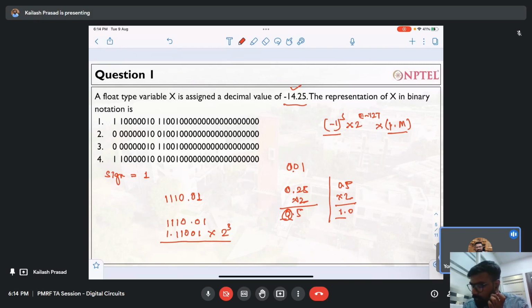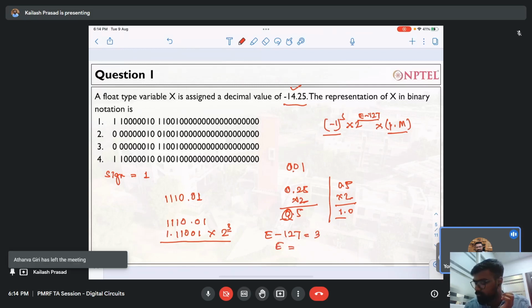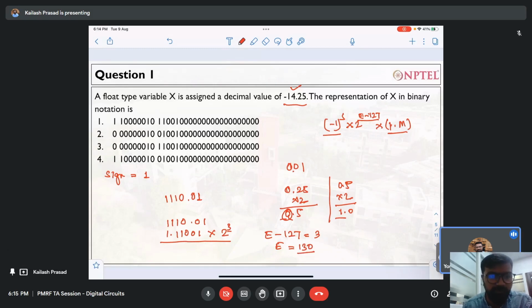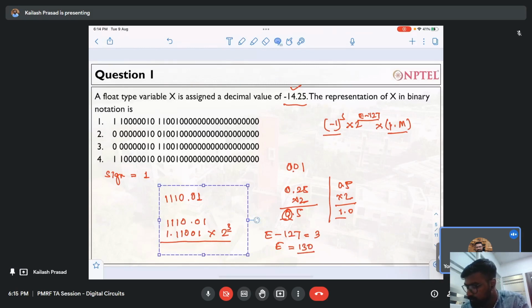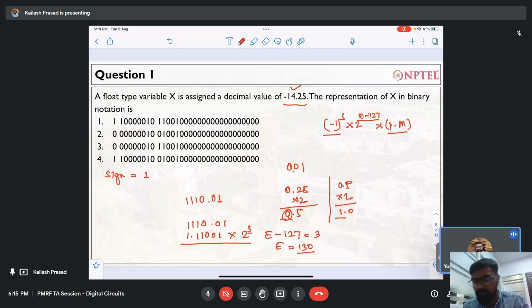So let's see what will be the value of the exponent. The value of the exponent is calculated using this. Here it is 3, and the relation is e minus 127, so e minus 127 is equal to 3. So e is equal to 130. We got the exponent value. Now we have to convert this 130 into binary. So e will be 1, followed by 5 zeros, then 1, then 0. This is the binary representation of the exponent.